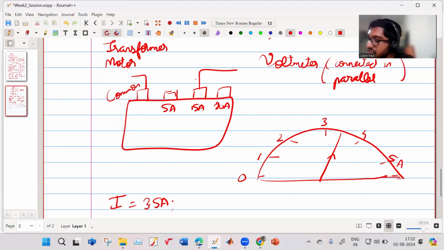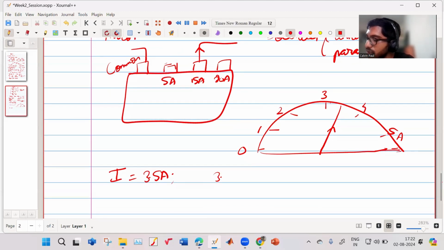But if I'm using the 15 ampere range and it is pointing over here, I will know that it will be 3.5 into 3. What is 3.5 into 3? Can you calculate and tell? Yeah, it is 10.5. So I will know it is 10.5.